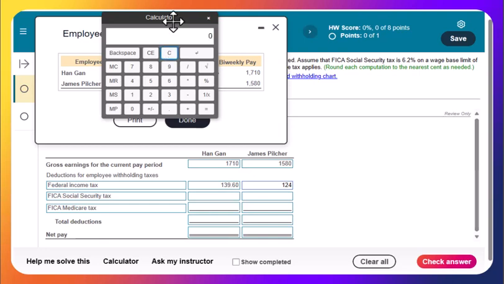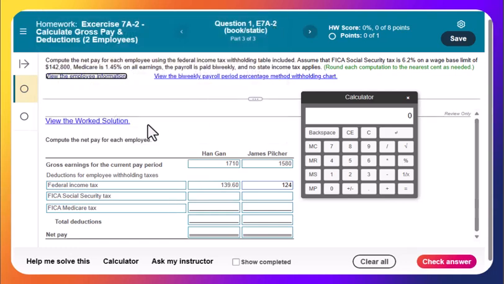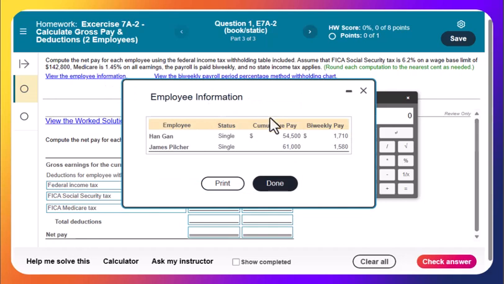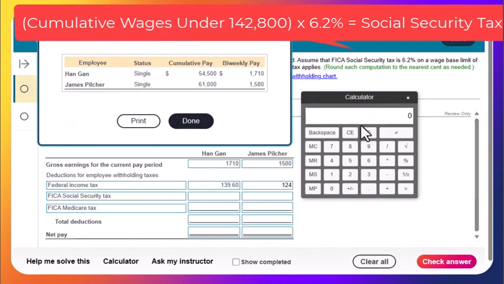So let's go ahead and clear out. Go ahead and move this over here. So for Social Security tax, it is 6.2% on a wage-based limit, $142,800. So let's go ahead and take a look here. If we take a look again at that employee information, neither of these employees has made that amount, so 6.2% will be calculated for both of their biweekly pays. If they were over 142 or split in the middle, that would change things a little bit, but they're still within that limit.